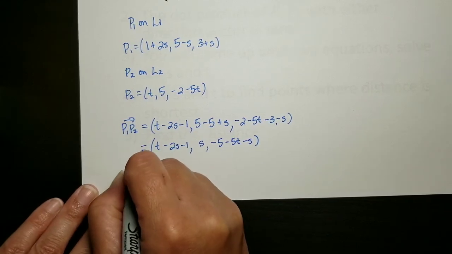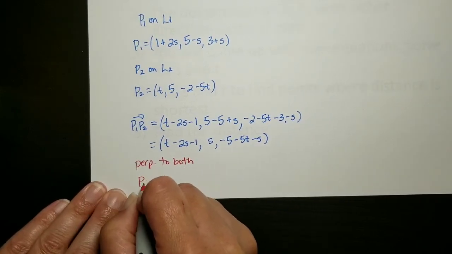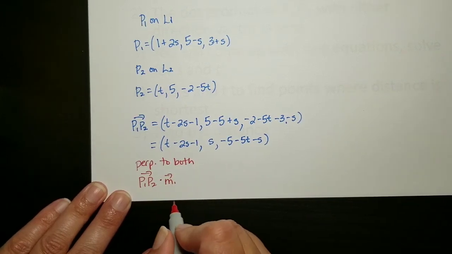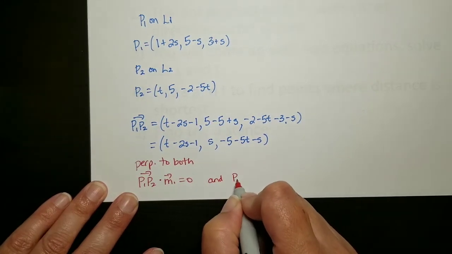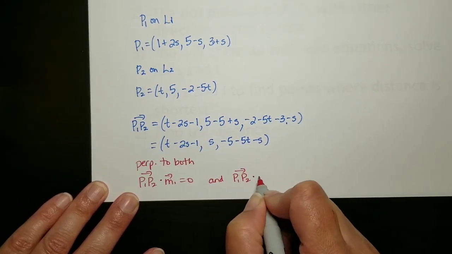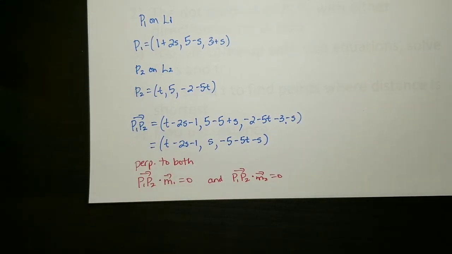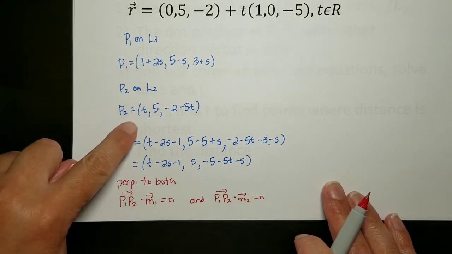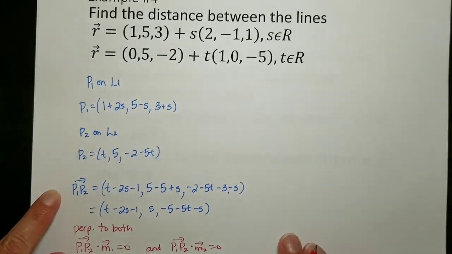So if this is perpendicular to both, then P1, P2 dot M1, or the direction vector of line 1, will equal 0, and P1, P2 dot M2 will also equal 0. So this isn't something you need a formula for. You just have to really understand the relationships between these. Sometimes people get mixed up with, like, is this a point or is it a vector? Why do I have to subtract them? So kind of really thinking visually about what this means.